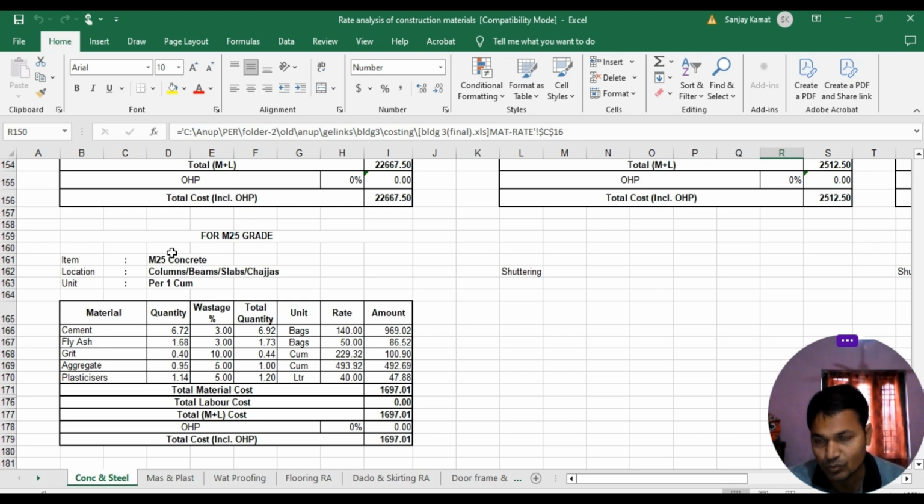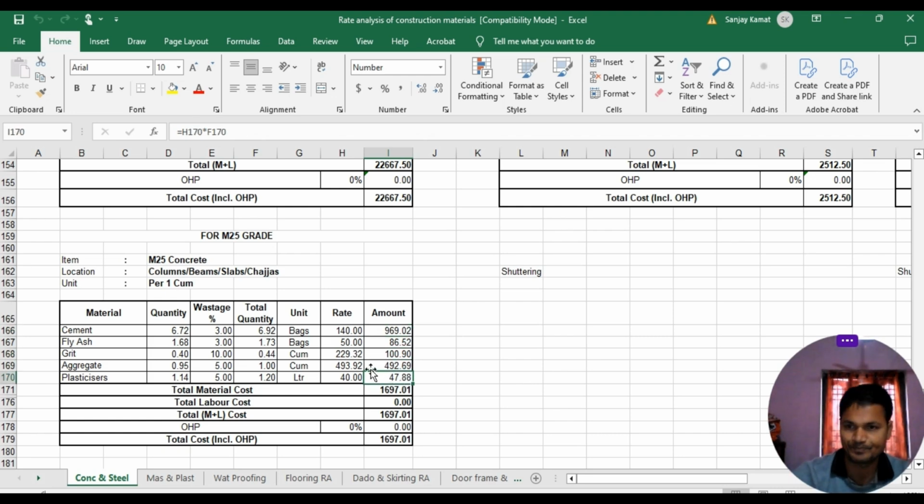For this, what to do is, see, we take the materials, we take the quantity, and we take the wastage percentage of the total quantity. We write the rate of all these materials, like cement and plasticizers, which are liquid. Then we write the amount here, and after writing, we calculate for it.